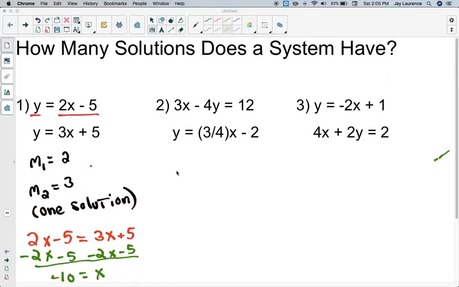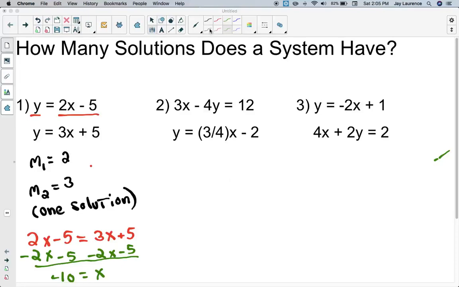Okay, and I'm pretty sure I gave you a flow chart on this, but you can ask for another copy, or maybe we can reproduce one, or if you need some help. So check the slopes. If they're different, we know there's one solution. Then we use either graphing, substitution, or elimination to go ahead and find it.